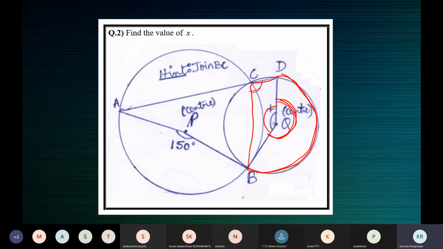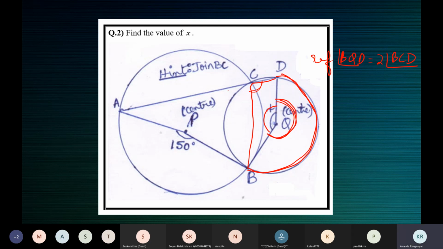So we say that reflex of angle BQD is equal to twice of angle BCD. Somebody's mic is enabled. Kindly look into your mics, children, all of you. Disable your mic. Reflex of BQD is equal to twice BCD, because the angle at the center is double the angle in the circumference.